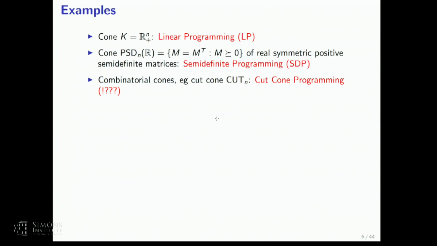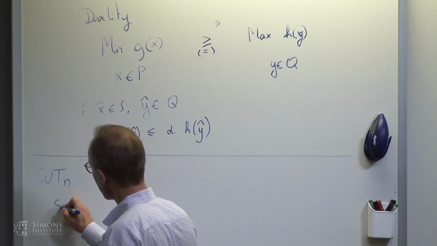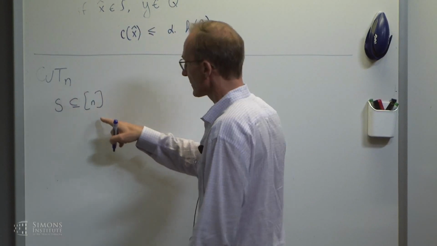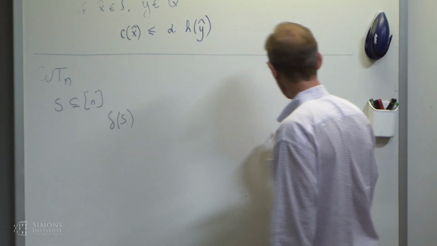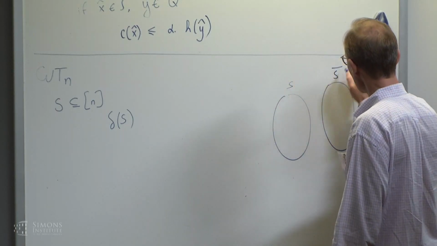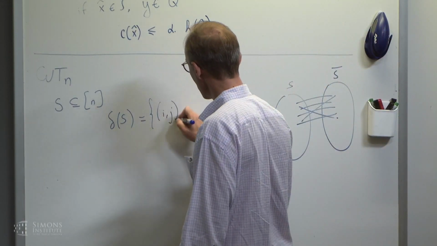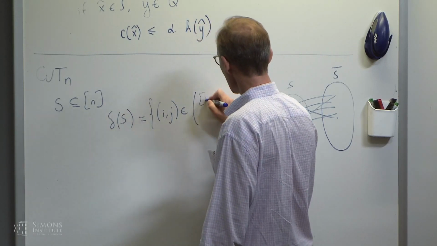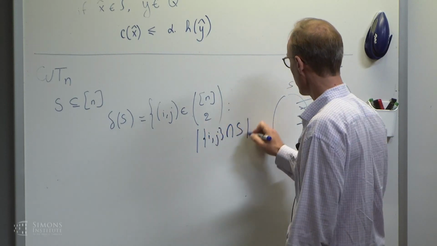So for example, you could look at the cut cone. What is the cut cone is simply you take a graph on n vertices, let's say the complete graph on n vertices, and then for every set S of vertices, so the vertex set is the elements from 1 to n, you look at delta S, which are all the edges. So you have S, you have the complement of S, and you look at all the edges across. So delta S is the set of pairs ij such that ij intersect S has cardinality 1.